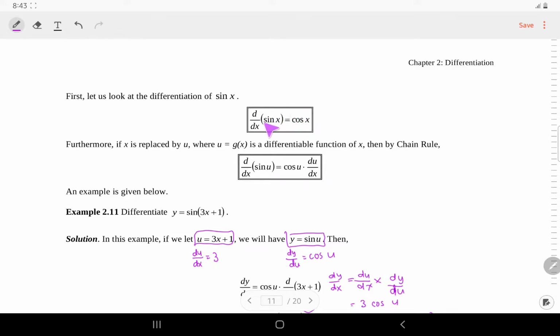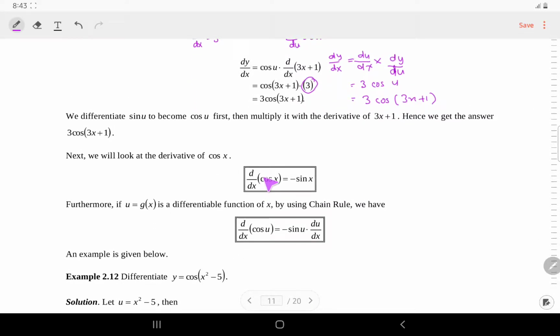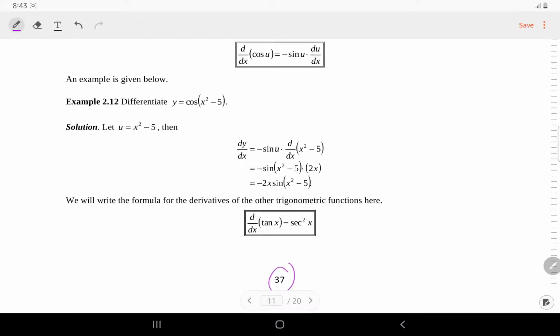Okay, it will become sine x. Differentiate it, will become cos x. Second one is to differentiate cos x. Okay, to differentiate cos x, it will become negative sine x. Okay, so take a look at this example. We want to differentiate the term of cos, but not cos x, it is cos of x squared minus 5. So we assume our u is in the bracket here, x squared minus 5. So when our u is here, the original function will become y equals cos u.